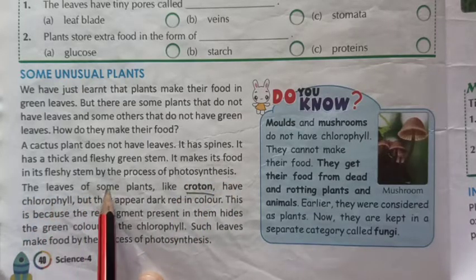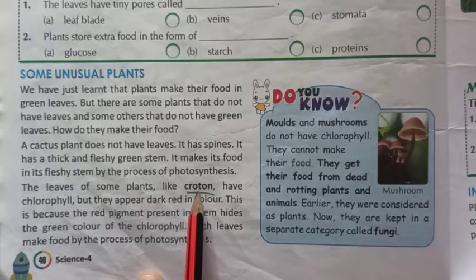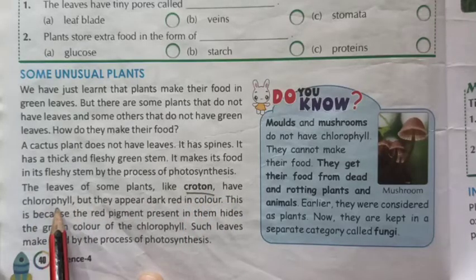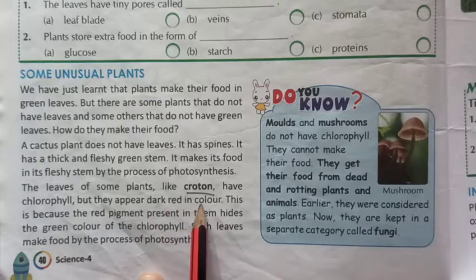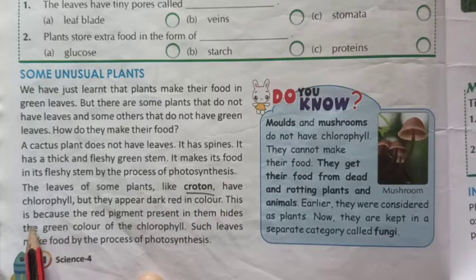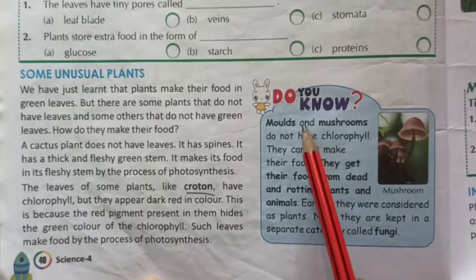The leaves of some plants like croton have chlorophyll, but they appear dark red in color. This is because the red pigment present in them hides the green color of the chlorophyll. Such leaves make food by the process of photosynthesis.